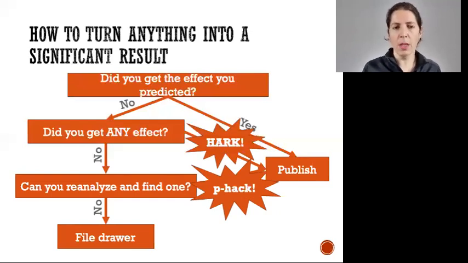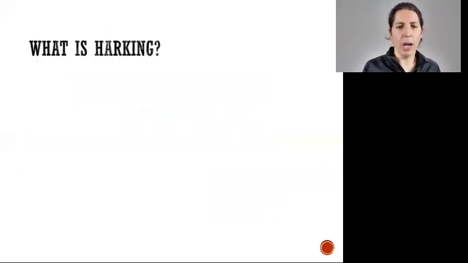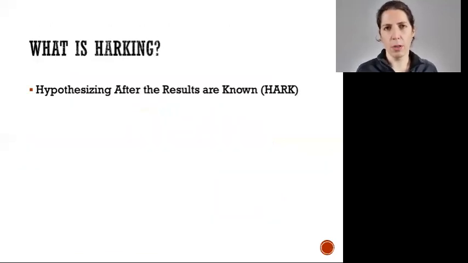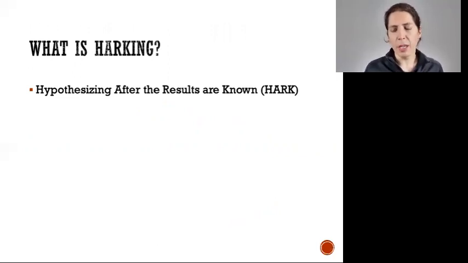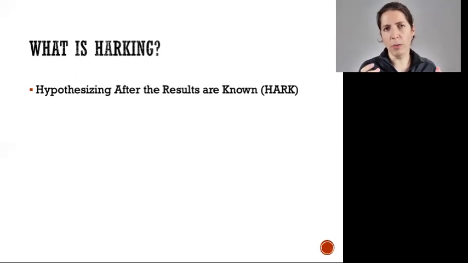So harking stands for hypothesizing after the results are known. That acronym spells HARK. And it's a common practice. And in some cases, it happens very much not because of the researcher wanting to do it, but we literally ask researchers to do it. Sometimes journal editors and reviewers tell researchers to rewrite their paper as if they had hypothesized the effect they found all along. So what's happening here is you design your study, you run your study with a particular hypothesis or research question in mind.